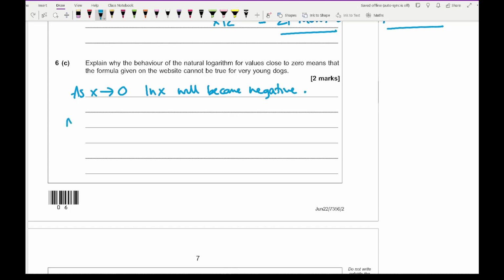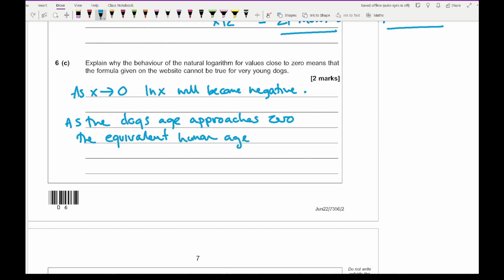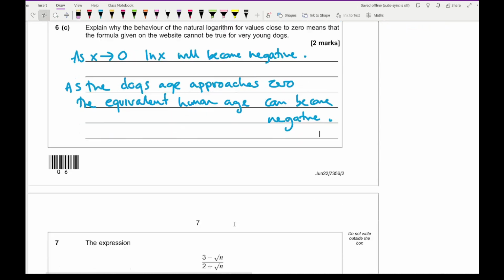Another explanation you could say is as the dog's age approaches 0, the equivalent human age can become negative. So something along those lines would be absolutely fine for those 2 marks.